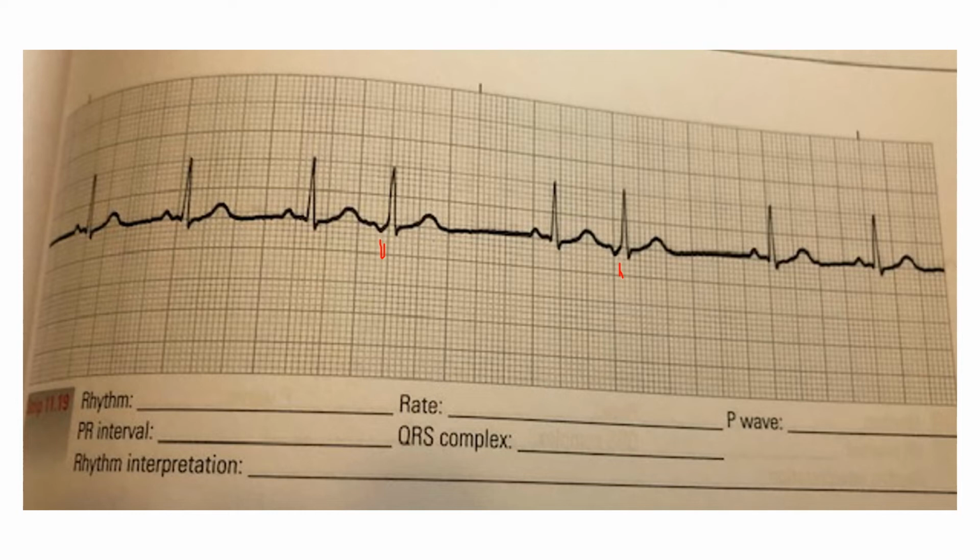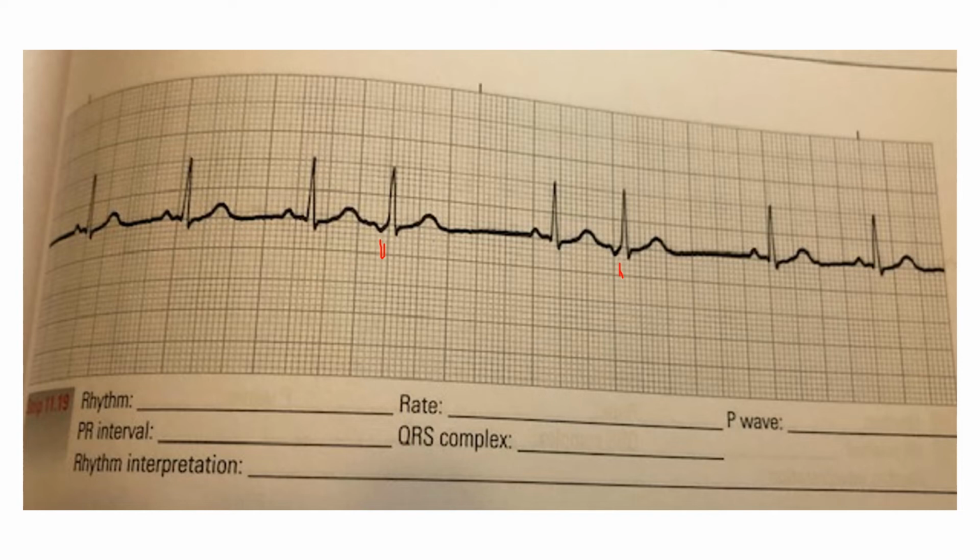Your QRS is normal on all of your complexes, so therefore we know all of them came from the atrium, and it is 0.08. So this rhythm interpretation is sinus rhythm with 2 PJCs. With the PJCs, again, your premature beats are your PACs, PJCs, and PVCs. A PAC and a PJC come from the atrium, so that's going to produce a normal QRS. A PVC comes from the ventricle, so that would cause a wide complex QRS.